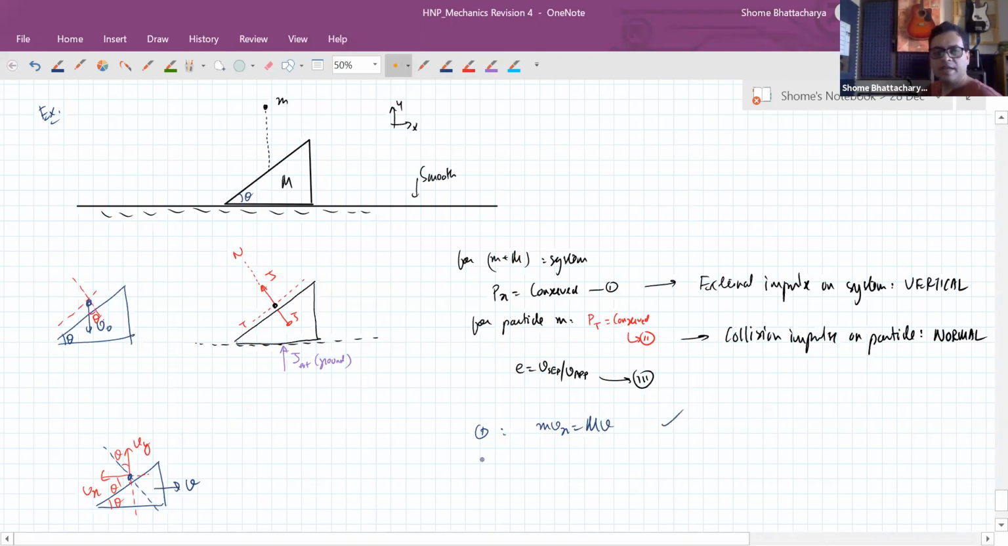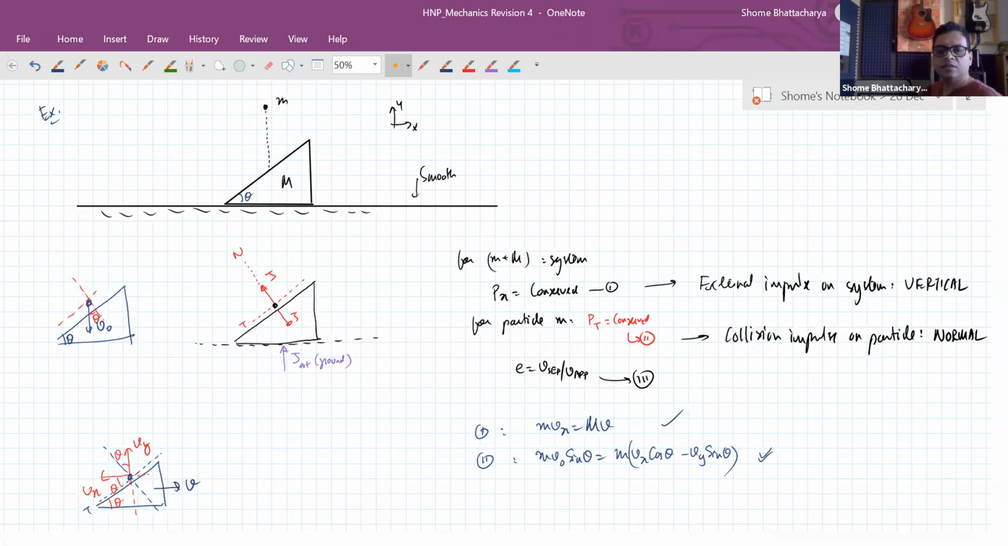Then momentum conservation along the tangential direction for the particle, what equation will that give us? Here you can see the tangential component for the particle initially is mv0 sine theta. Now here it is a combination of vx and vy. So we have to calculate the net velocity component along this tangential direction. That is mvx cos theta minus vy sine theta. So this is our second equation, the tangential component of momentum conserved for the particle. m will obviously cancel out on both sides.